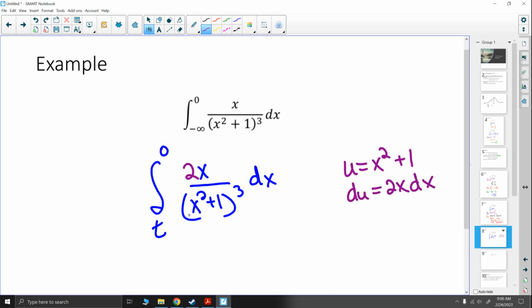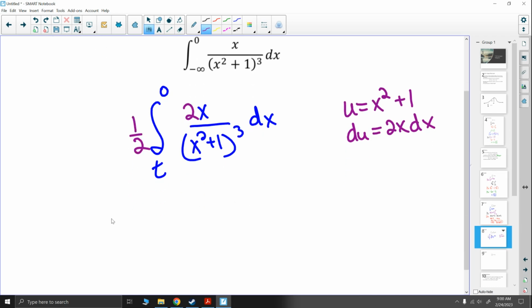So all we have to do is put a 2 in and pull a 1/2 out. So we have 1/2 times the integral. Now, when we change the boundaries, we have to keep in mind that until we turn it back into x's, we can't really trust these values. But we could change these values based on this relationship, because our x's are our t's here.